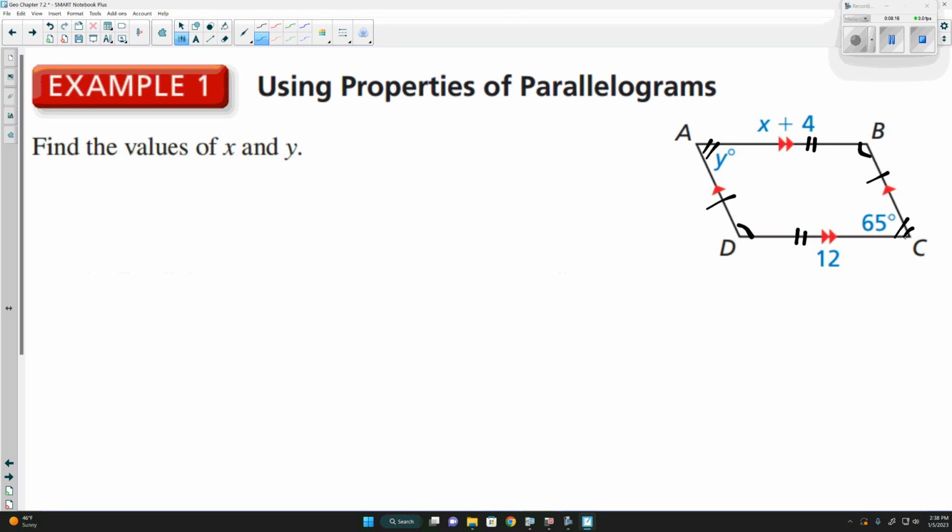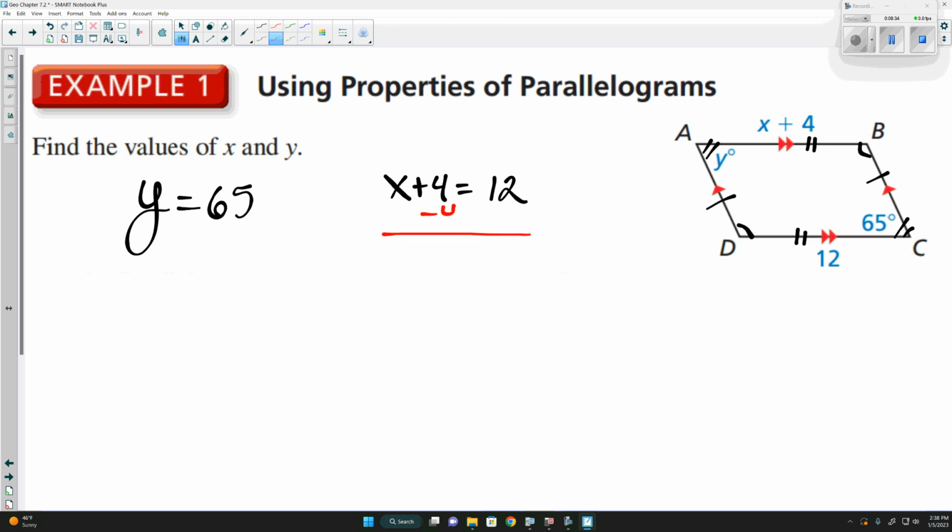In between x and y, y is going to be the easier one to find. Y is what? Well, we know that x plus 4 is equal to 12. So to find the value of x, yep. So y is 65 and x is 8. That's it.